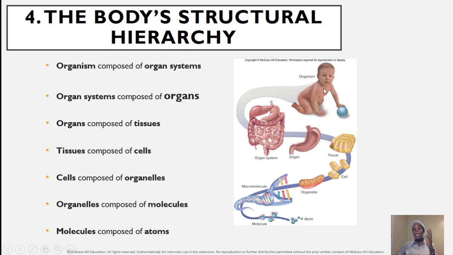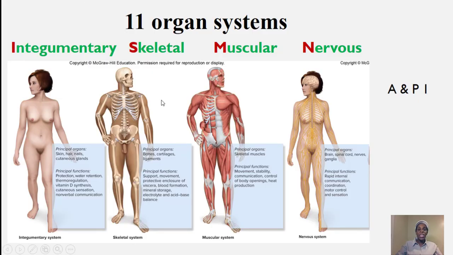We have 11 of them, and then the whole organism. Now, these are the 4 organ systems we're going to cover in A&P 1. Integumentary system, which is the skin, the hair, the nail, and the glands. The skeletal system made of the bones and the cartilage and then ligament. The muscular system, we're going to study about 600 something muscles. Those are skeletal muscle, the muscle we control. And then the nervous system, which is the brain, the spinal cord, the nerves, and then the ganglia.